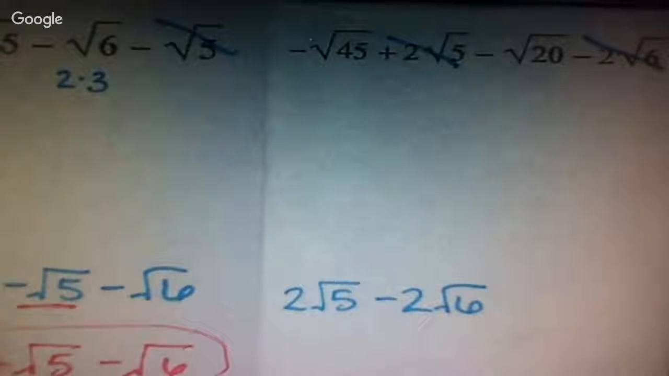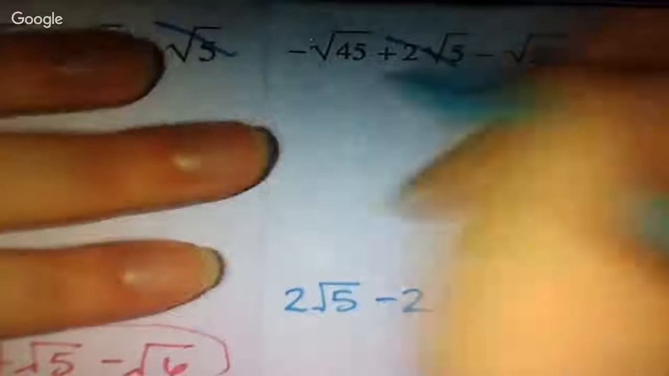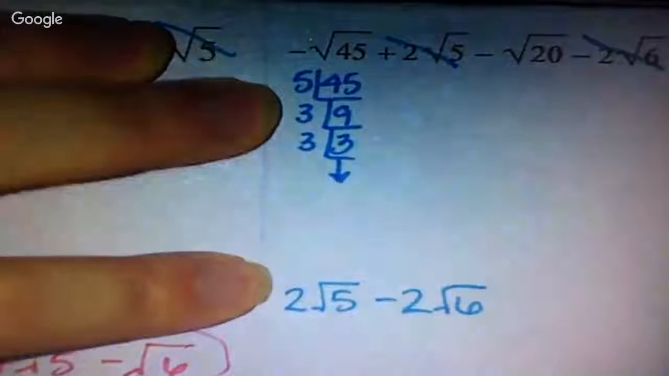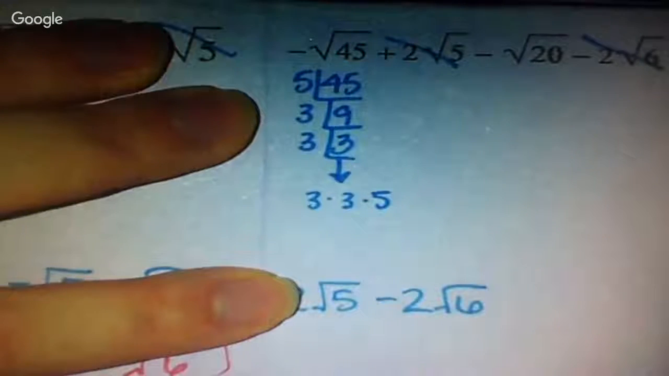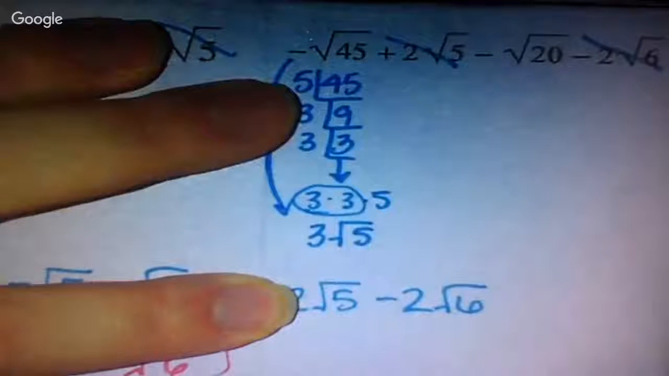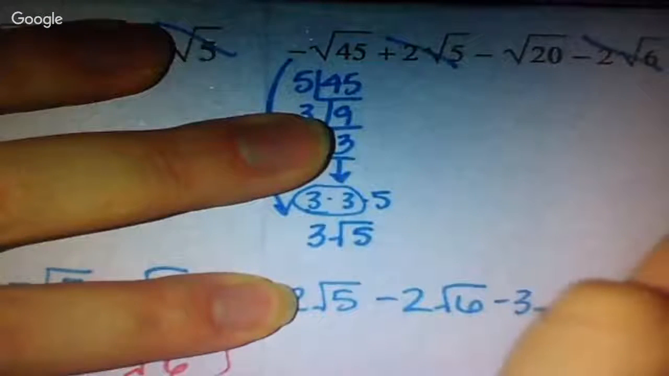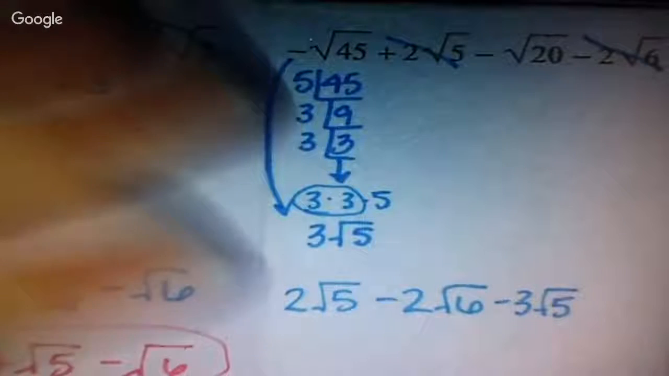You are absolutely correct. So 45 can be broken down. What goes into 45 that's prime? 5 and 9. 3 and 3. 3 and 1. So this becomes 3 times 3 times 5. I'm grouping in 2's, so this becomes 3 square roots of 5. And don't forget to bring down this -1, so this becomes -3 square roots of 5.